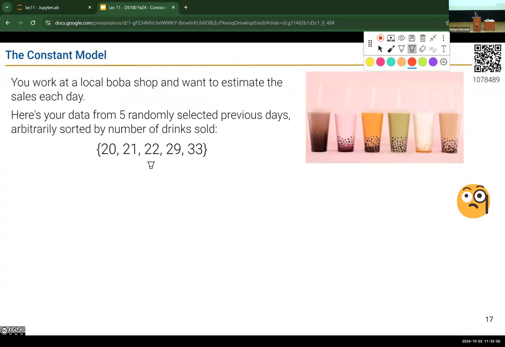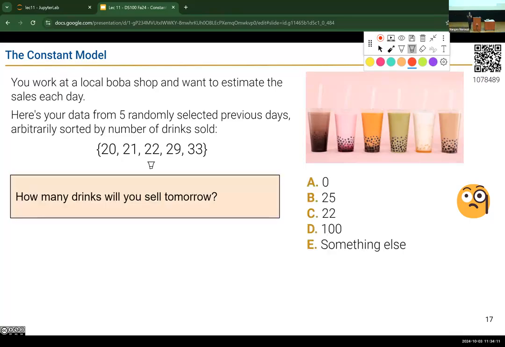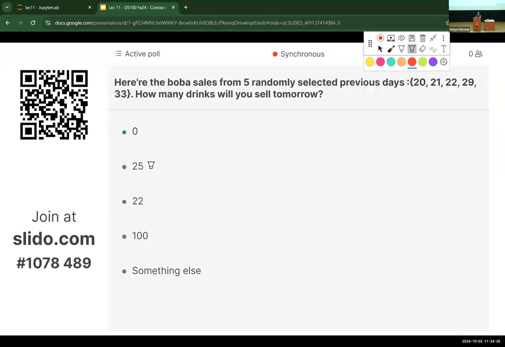I'm going to tell you with an example. Let's assume that you work at a boba shop. There is a good boba shop by Soda that I like. You recorded the number of boba teas that you sold over the past 5 days, and I come in and ask, how many boba teas do you think you will sell tomorrow? The number of boba teas that you sold before is 20, 21, 22, 29, and 33. The options are 0, 25, 22, 100, and something else. So let's see what you think. This is the first slide up.